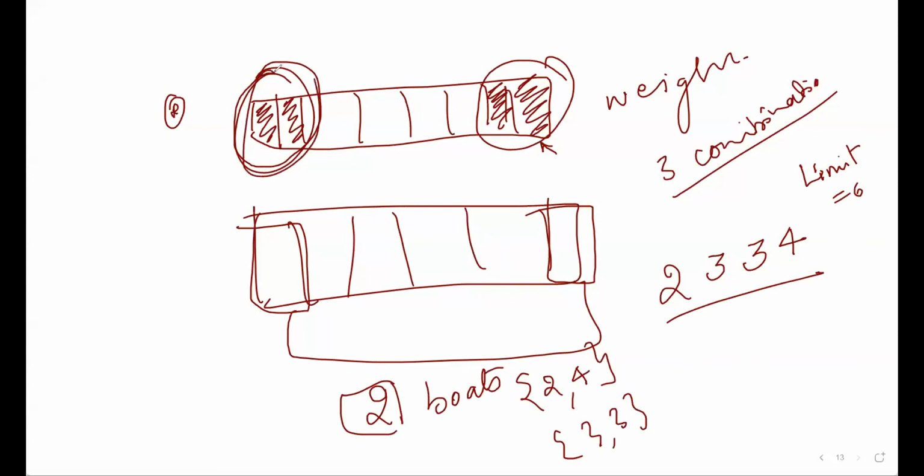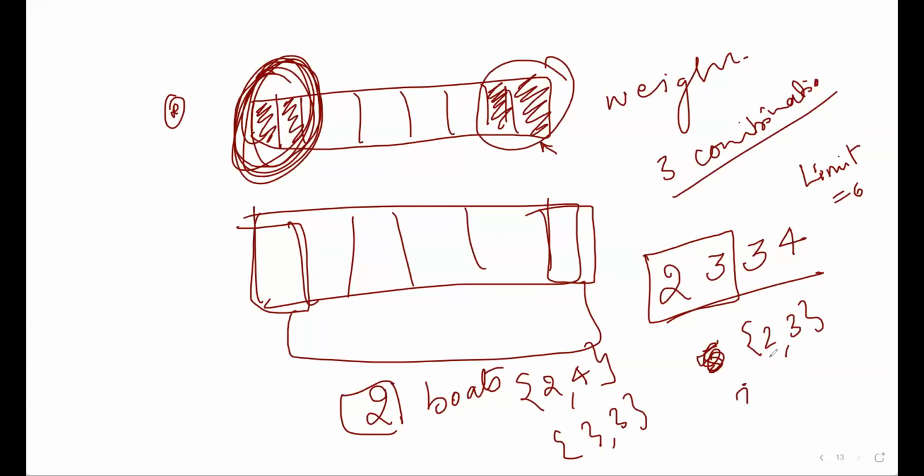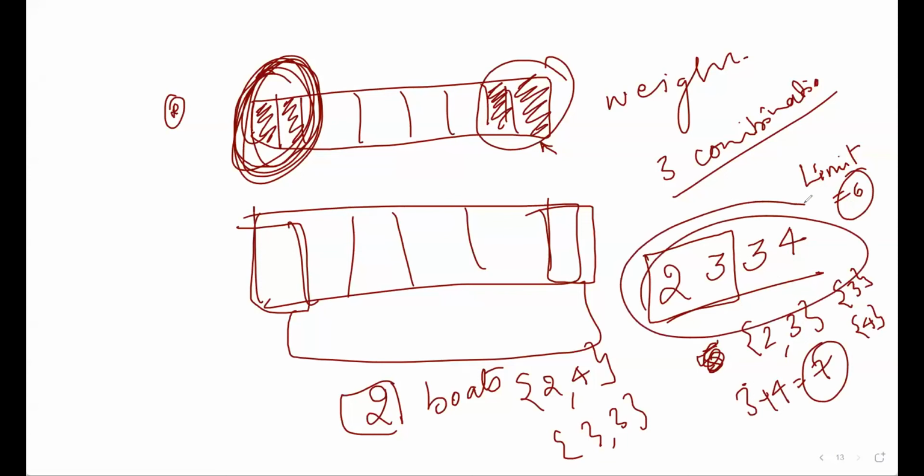Now let us see how the first condition fails when we take the smallest weight persons for making a pair. If I take 2 and 3, they will be comfortably put in a boat. So you form a pair with 2 comma 3. And next is 3 comma 4. Can you make a pair of 3 comma 4? No, because 3 plus 4 is 7, and this is above the limit. So you cannot do that. So you require one boat for 3 and one more boat for 4. So in this case, using this greedy approach of pairing the smallest weight persons first will fail.